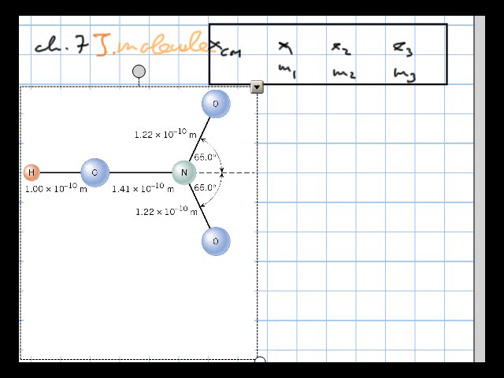This is a problem on the molecule, and it reads: the drawing shows the bond lengths and angles in the nitric acid HNO3 molecule, which is planar. The masses of the atoms are, for the hydrogen, 1.67 times 10 to the negative 27, for the nitrogen 23.3, and for the oxygen 26.6. Locate the center of mass of this molecule relative to the hydrogen atom.